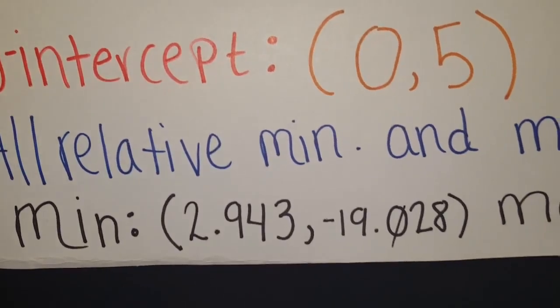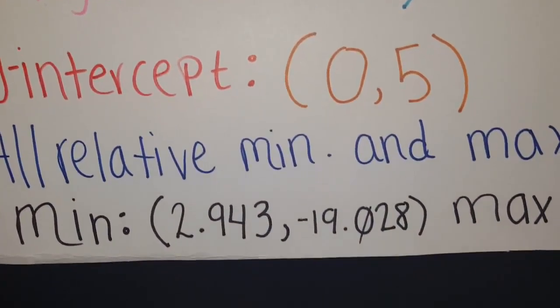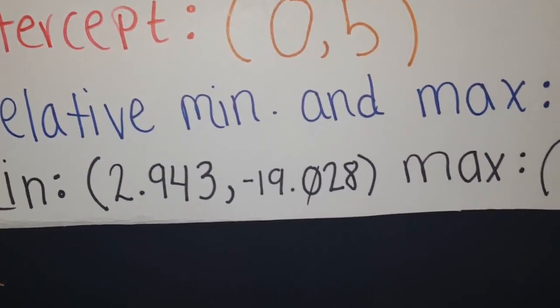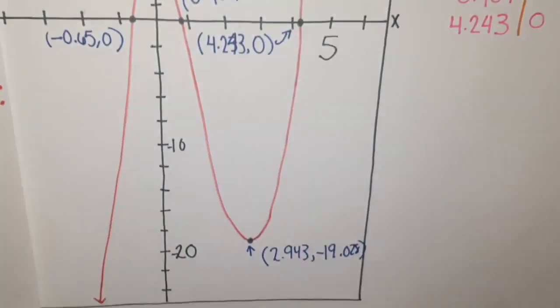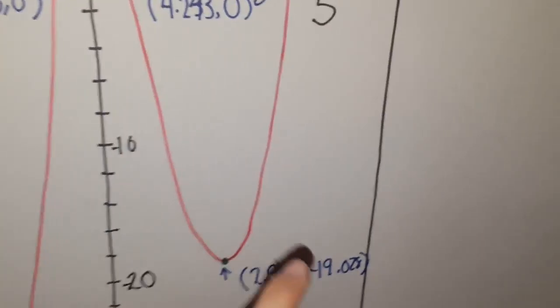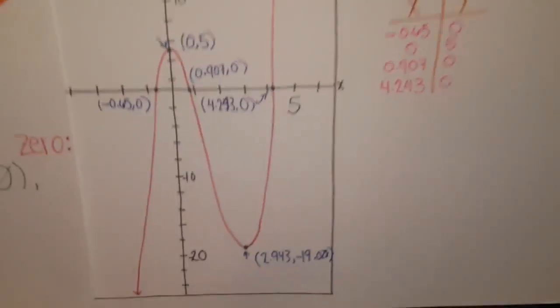My relative minimum is at 2.943, negative 19028. The relative minimum in my graph is represented by this point, which is the lowest point in my graph.